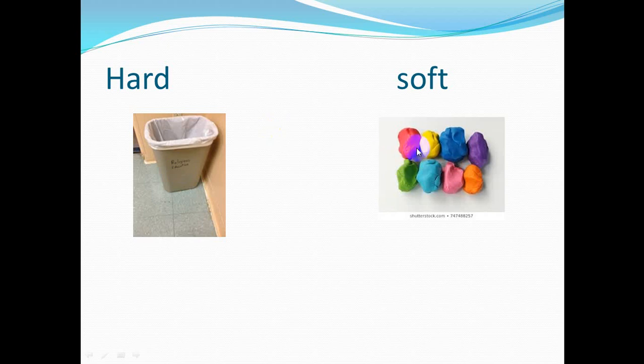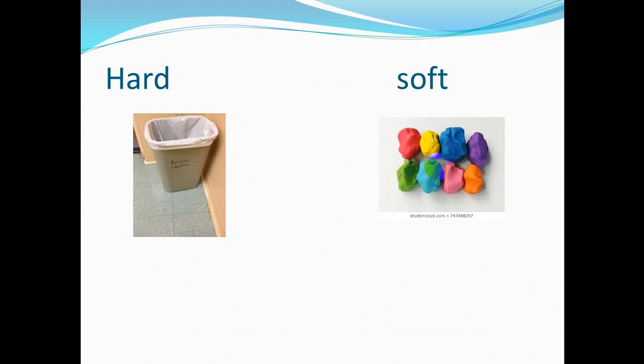But what about the clay? Yes, the clay is soft. We can change its shape easily. So this basket, it's difficult to change its shape. It has a physical property called hardness. But the clay is soft. We can change its shape easily.